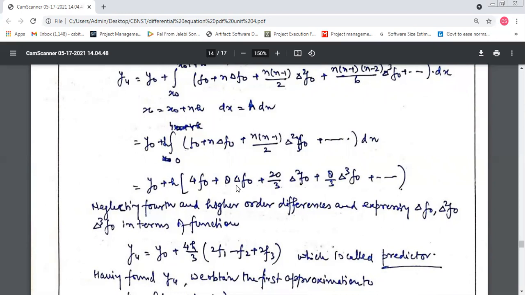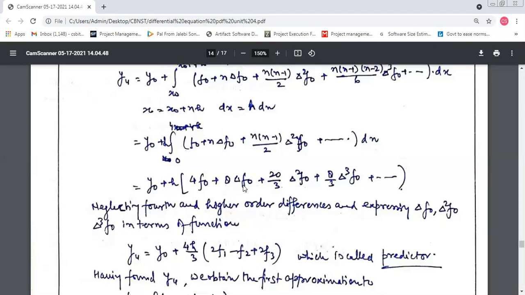Delta f0 will be equal to f1 minus f0. Delta square f0 will be equal to delta f1 minus delta f0, and delta cube f0 will be equal to delta square f1 minus delta square f0. By putting all these values here, we will get y4 equal to y0 plus 4h by 3, 2f1 minus f2 plus 2f3. I have not calculated the value, I am writing it directly.